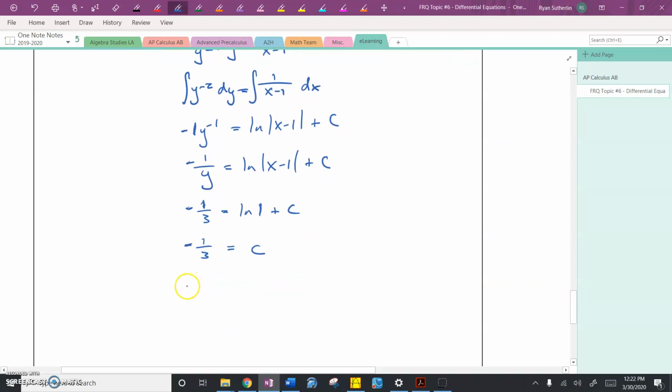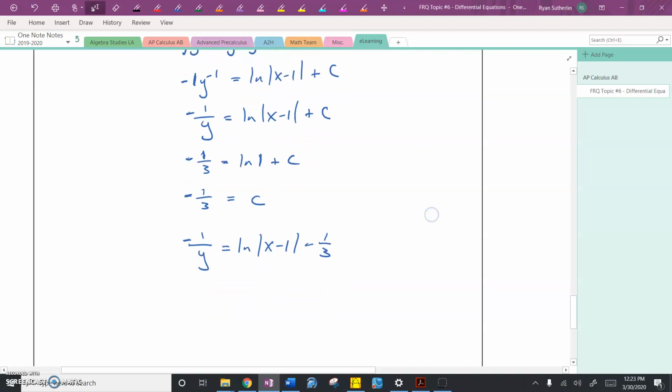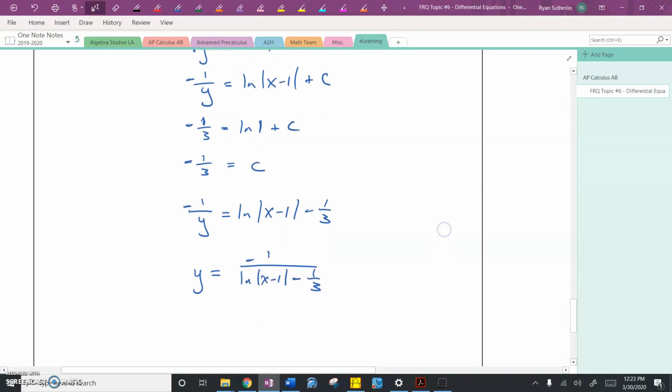So where are we at this point? Now we have our equation, negative 1 over y equals natural log absolute value of x minus 1 minus 1/3. And we need to solve this to get y by itself. So when I move things around, we end up with y equals negative 1 over natural log absolute value of x minus 1 minus 1/3. This would be the solution to the differential equation.